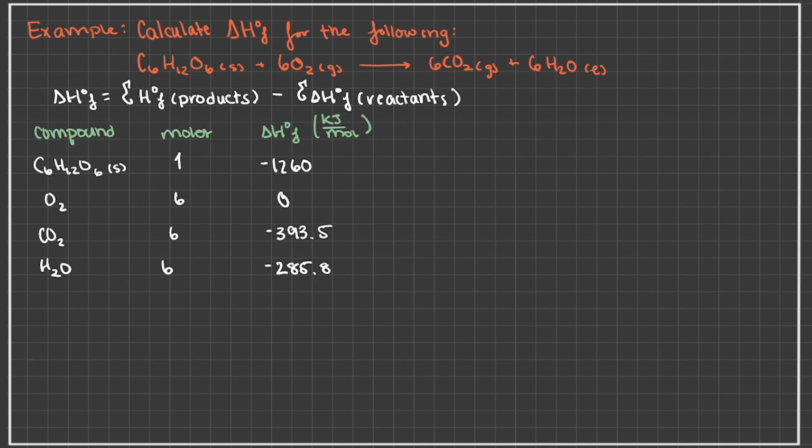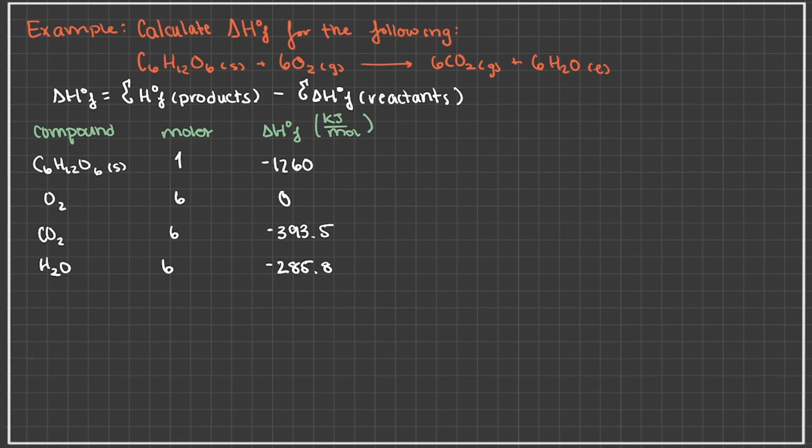O2 has 6 moles, but since it is the most stable form of oxygen, we're going to see that the value is 0 over here. CO2 has 6 moles, and its value is negative 393.5. H2O has 6 moles, and its value is negative 285.8 kilojoules over moles.